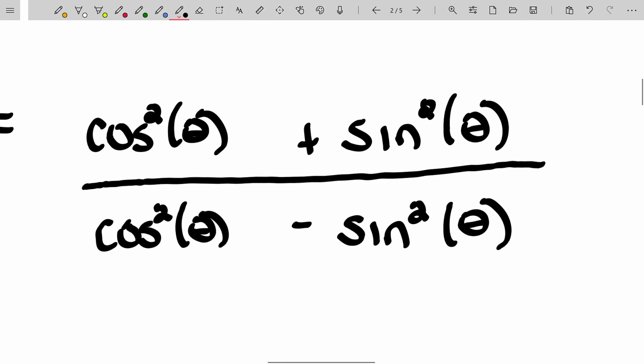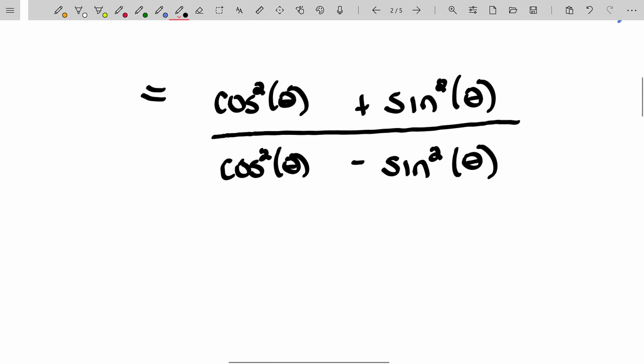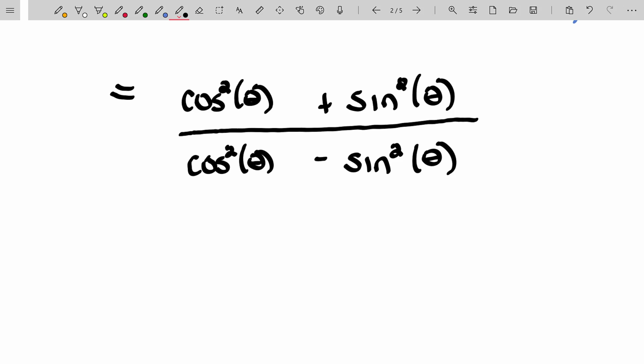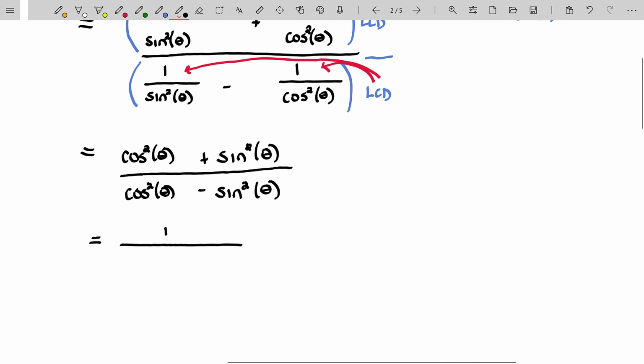Specifically, cosine squared plus sine squared of the same angle is going to turn into the number 1. That's a Pythagorean identity. And that cosine squared minus sine squared is actually another identity. I'll write it off to the right hand side so you remember. This is the double angle identity for the cosine.